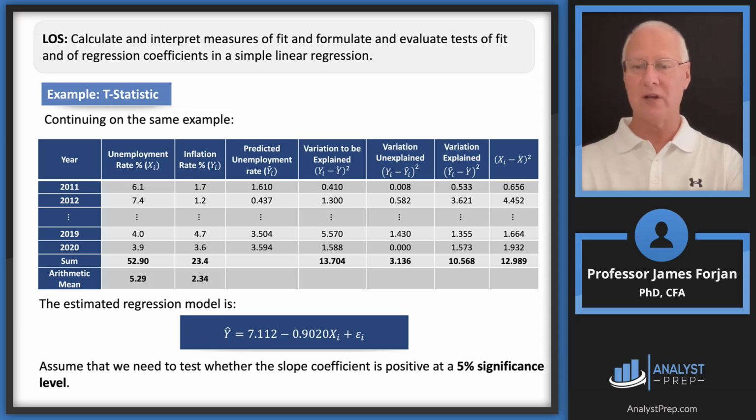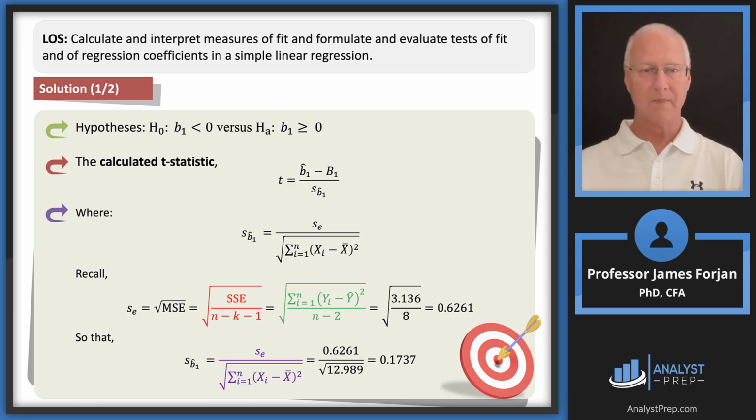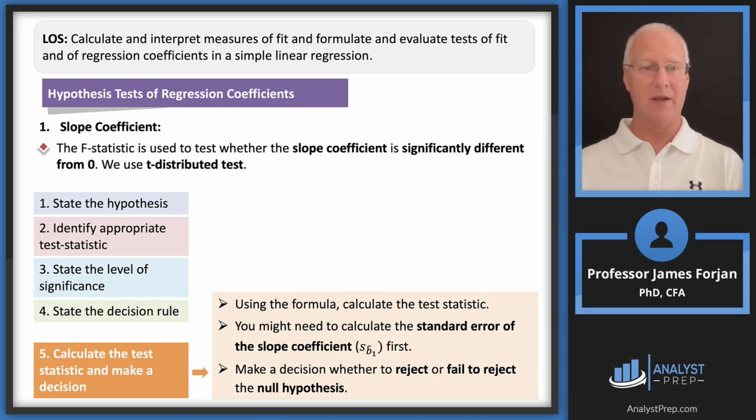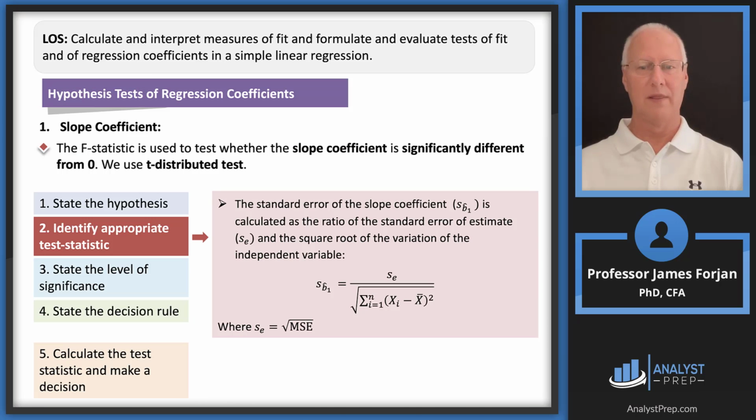But here, for some reason, we're interested in knowing whether this is an upward slope, which means a positive relationship, or a downward slope. So let's go ahead and put together that null hypothesis. There it is. Beta 1 is less than 0 versus the alternative hypothesis. There's our calculated test statistic, and we're going to use our equation to compute that denominator, right? That standard error. We're going to calculate that standard error of the slope coefficient.